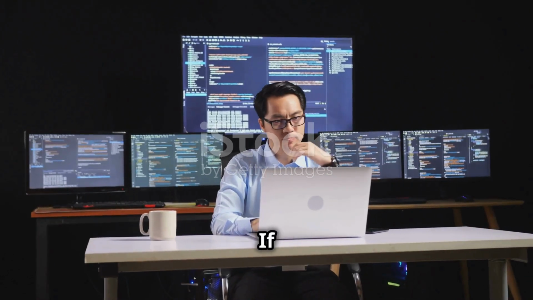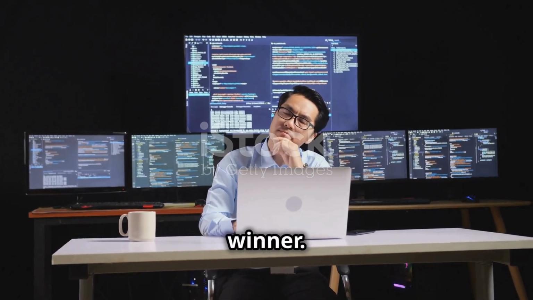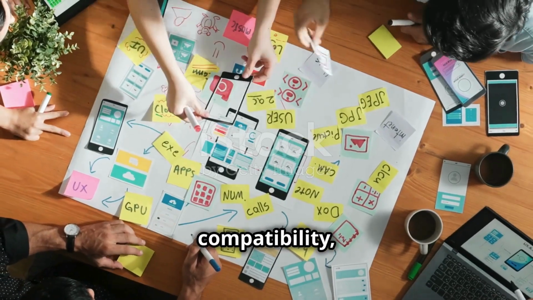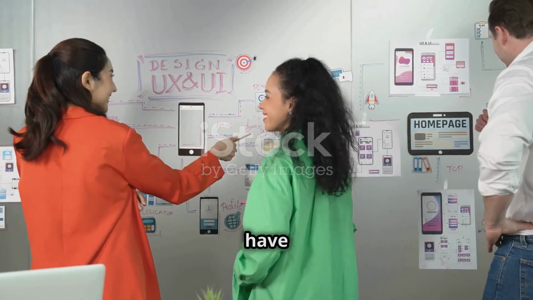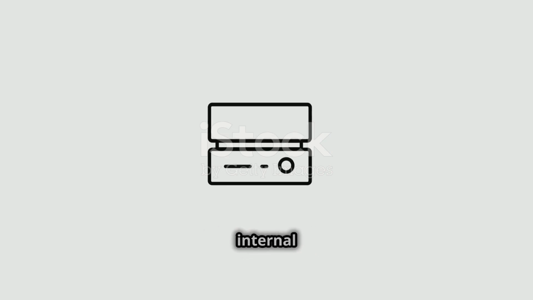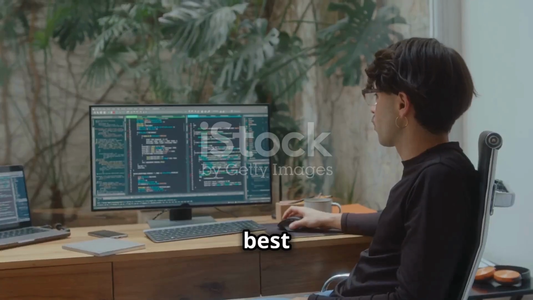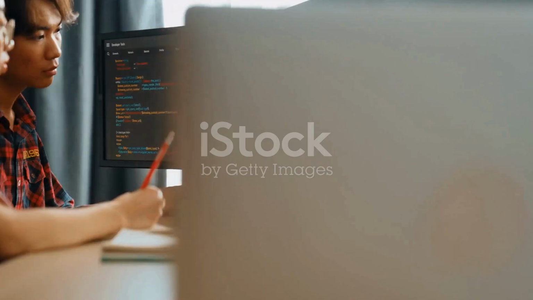Here's the golden rule. If you need speed, streaming, and efficiency, gRPC is your winner. If you want simplicity, compatibility, and easy adoption, stick with REST. And remember, you don't have to pick just one. Many systems use both: REST for external APIs and gRPC for internal microservices. The best API isn't about trends, it's about the right tool for the right job.